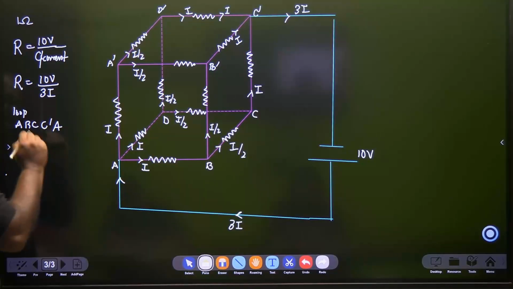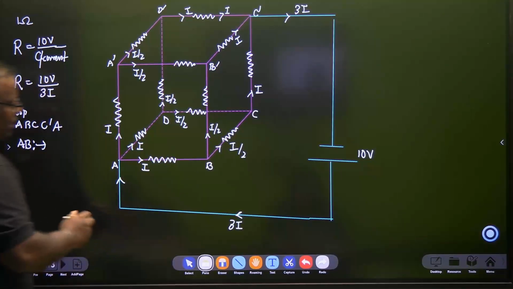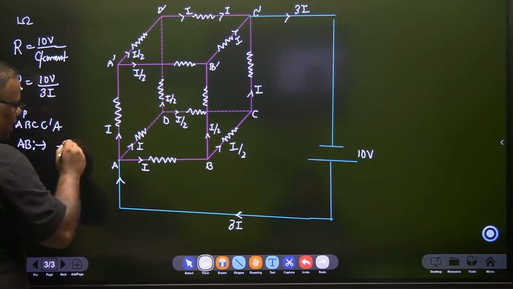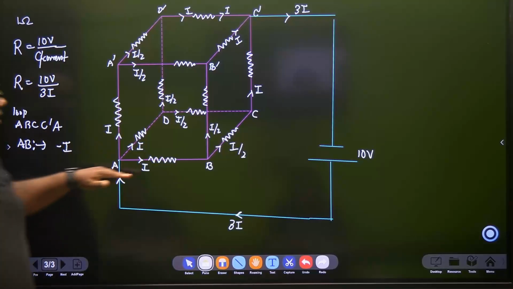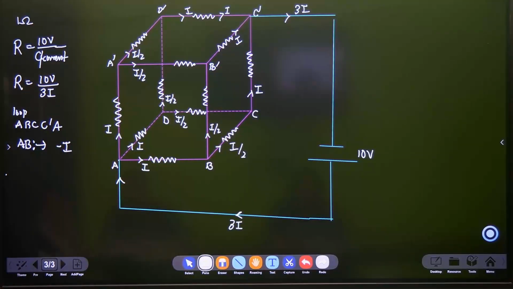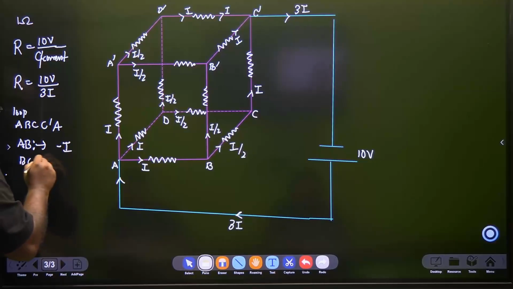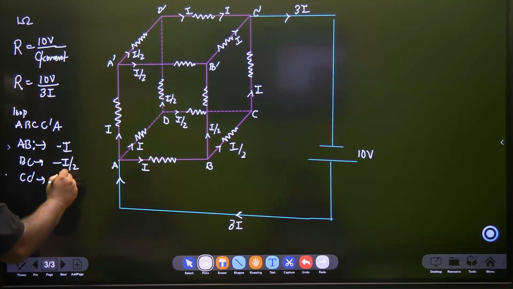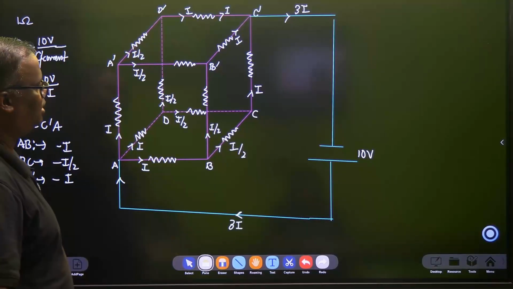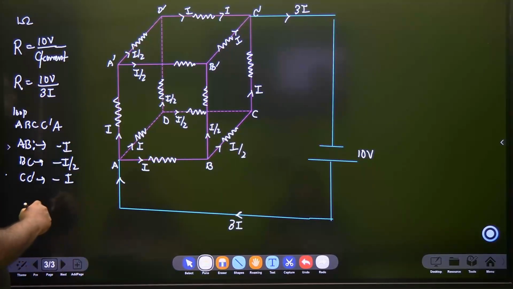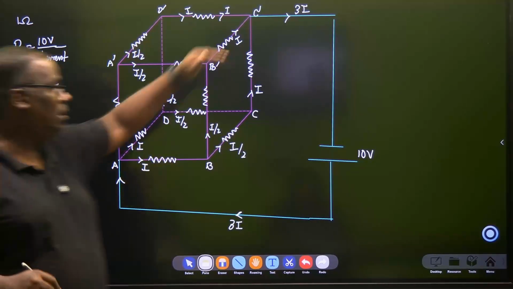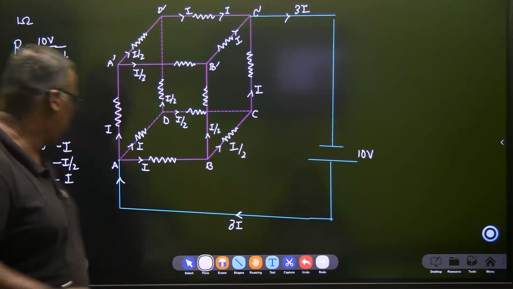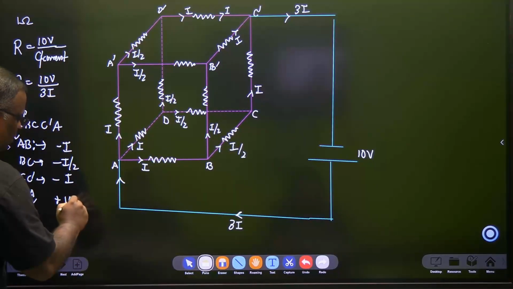AB arm. In the AB arm, what do you see? You're going along with I current. How much is your potential? Negative I. Okay? Then you are going this way. Again, you are going along in BC. BC, it will be negative I by 2. Very good. Then you are going CC dash. CC dash, it is negative I. Right? Then what happens? Then you come to C dash A. We are building up potential. So this is positive 10 volt.